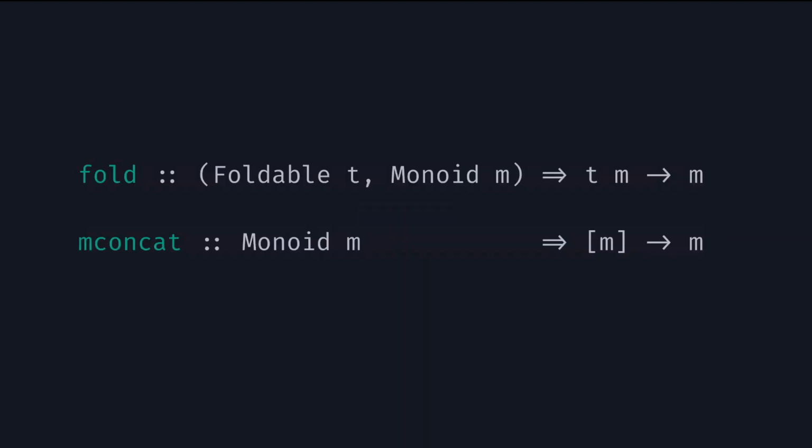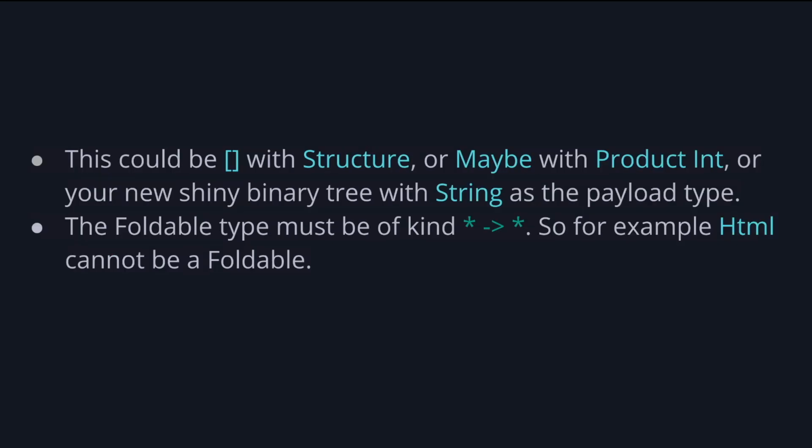For a simpler understanding of Foldable, we can look at fold. Compare it with concat. Concat is just a specialized version of fold for lists. And fold can be used for any pair of data structures that implements foldable and a payload type that implements monoid. This could be a list with a structure, or maybe with a product integer, or your new shiny binary tree with string as the payload type. But note that foldable type must be of kind type to type. So for example, HTML cannot be a foldable.